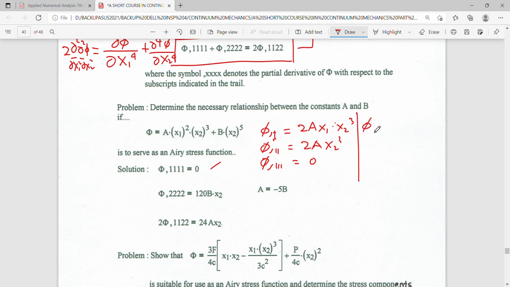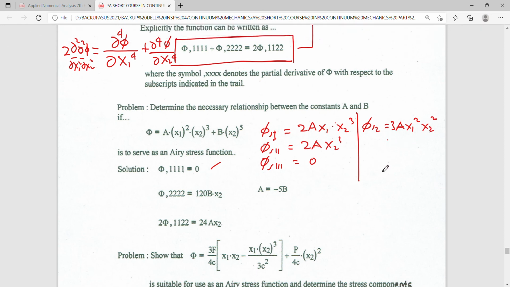So it's phi, comma 2. If I make use of this first, I have now 3 times a x1 squared x2 squared plus 5b x2 to the fourth. Is that right?